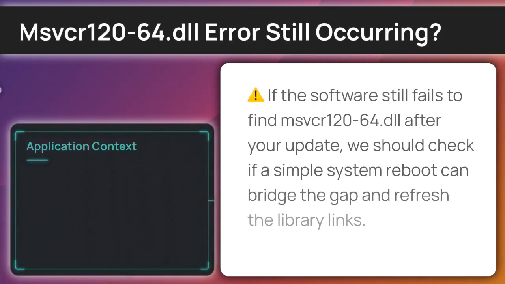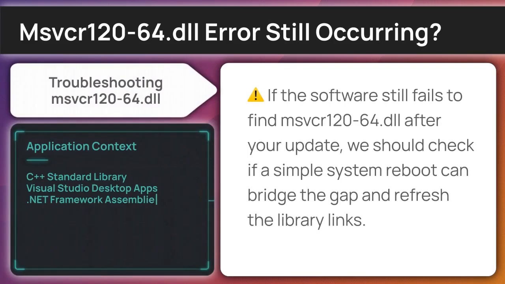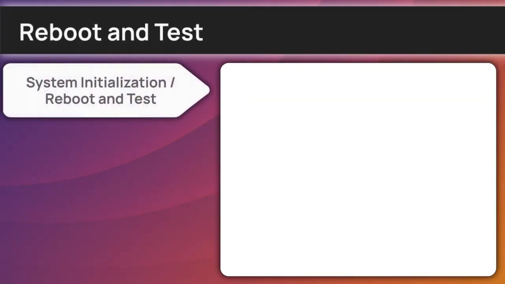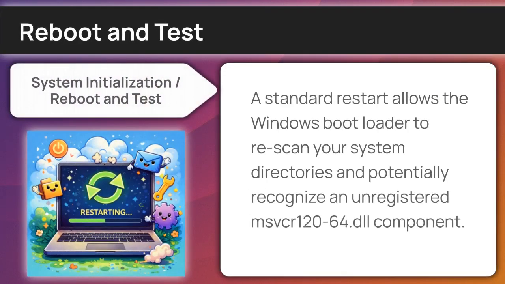If a standard reinstallation doesn't restore the library, we need to verify if the system environment is properly recognizing the new components. A quick system restart is a practical way to ensure that all shared libraries, including Microsoft Visual C++ Runtime 12064, are being loaded correctly into the current session's memory.